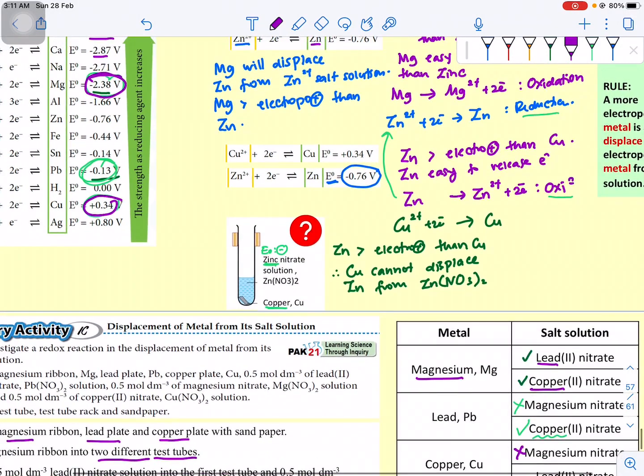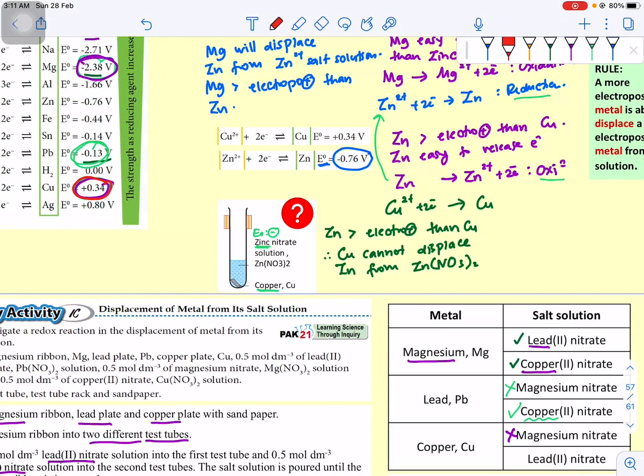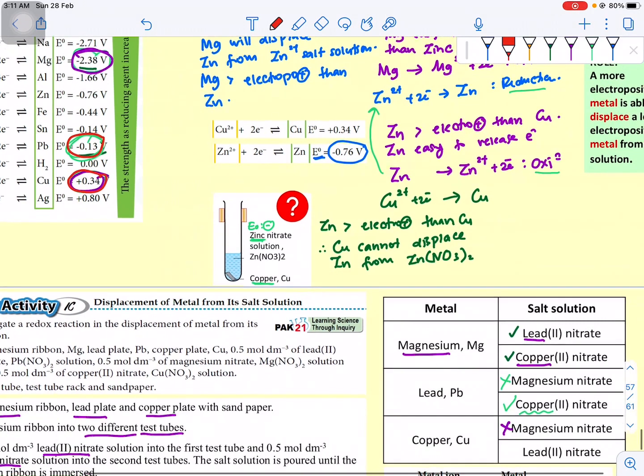Cu dengan lead nitrate. Okay, Cu is 0.34, lead is negative 0.13. So lead lagi negatif. So mampukah Cu nak menendang lead? Jawapan dia cannot, because Cu less electropositive, lead lagi power.